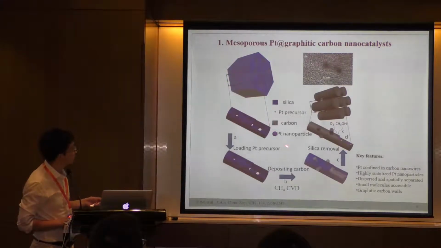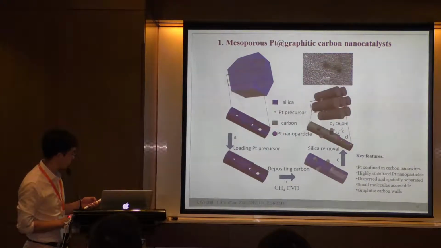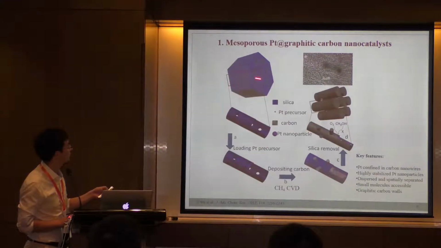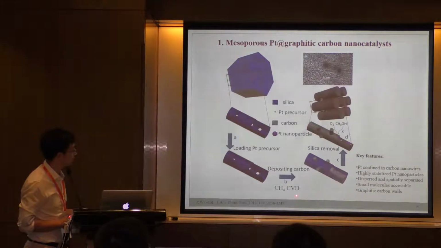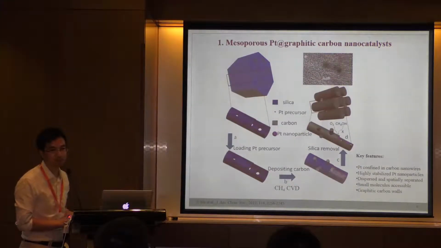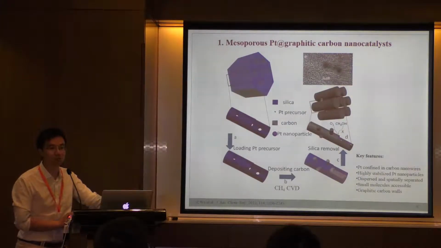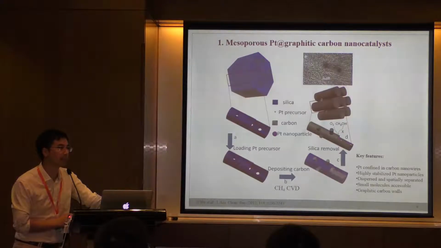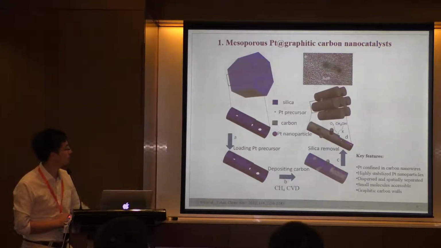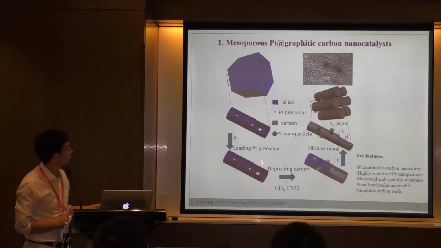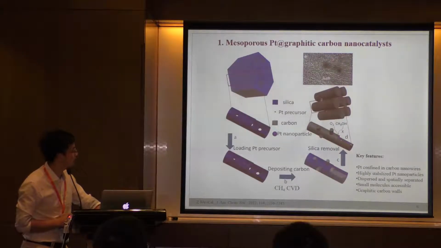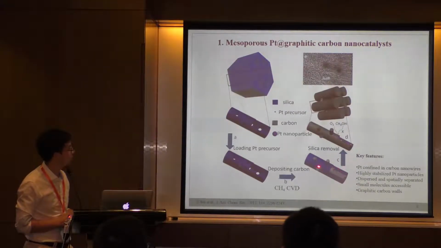So we got a template, right? Then we use wet impregnation to load a little bit of platinum precursor into the nanochannels of the template. Then we use a CVD method with methane as a precursor, because methane is a precursor for the growth of graphene, so that we can get higher crystalline carbon materials. We control the time, temperature, and amount to grow carbon and simultaneously reduce the precursor to metallic platinum. After removing the template, we can get this one.